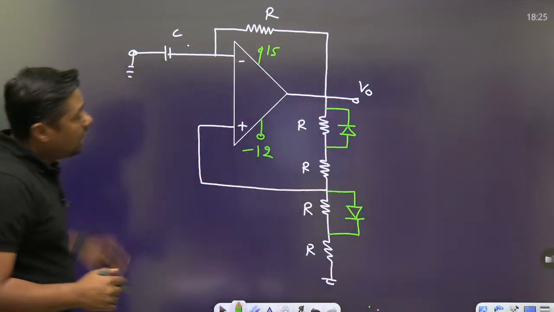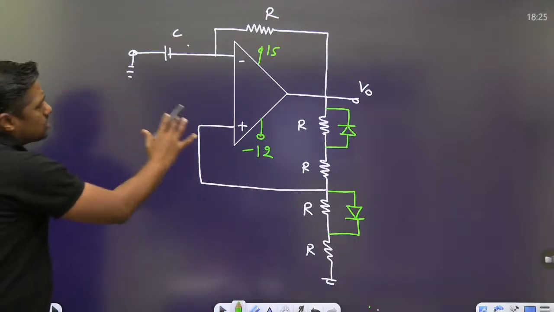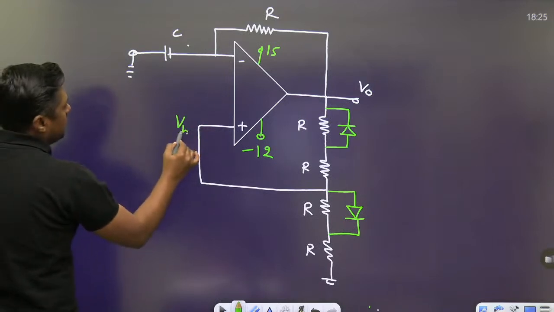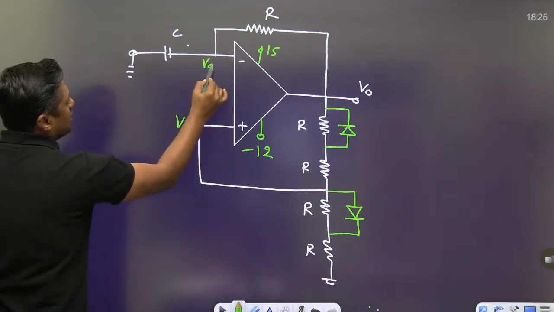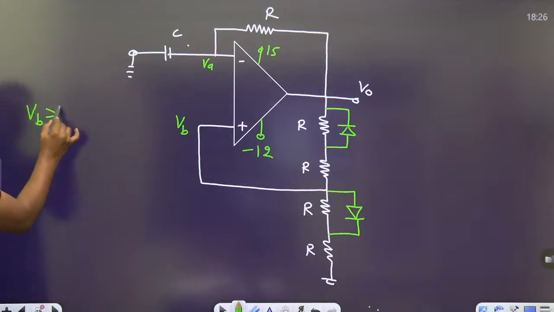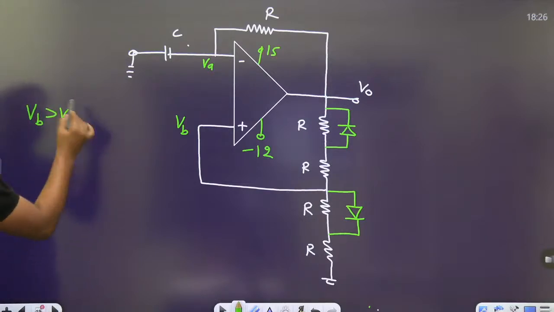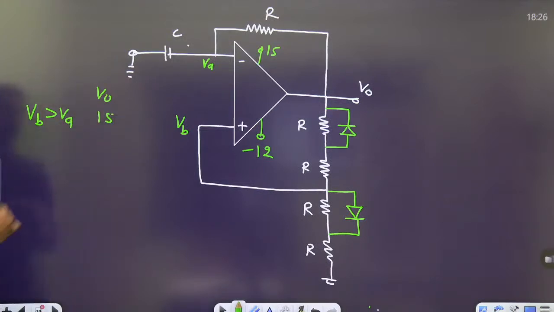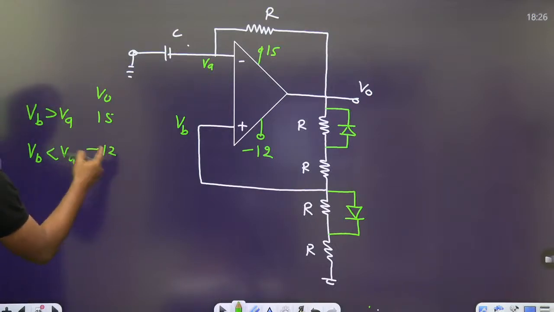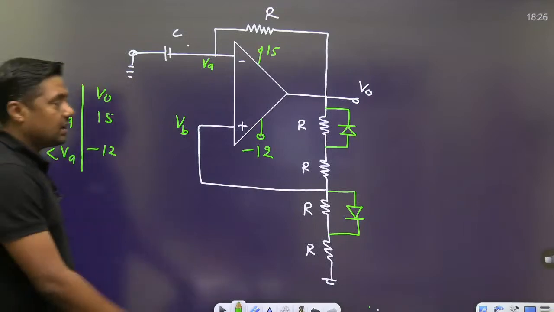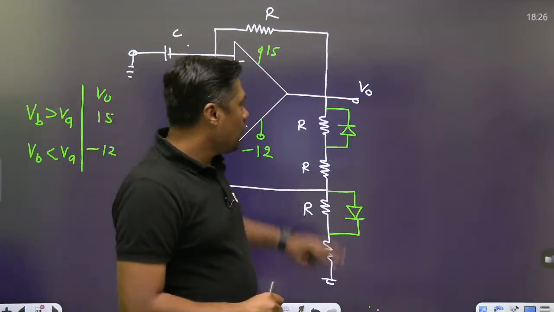Now, because there is a positive feedback, this is VB, the positive terminal voltage, and that is VA, the negative terminal voltage. Because of the dominance of the positive feedback, if VB is greater than VA, the output will be plus 15 volt. That is called plus V sat. If VB is less than VA, there will be minus 12 volt. This is called minus V sat. There will be only 2 outputs in this diagram. This is a standard circuit.